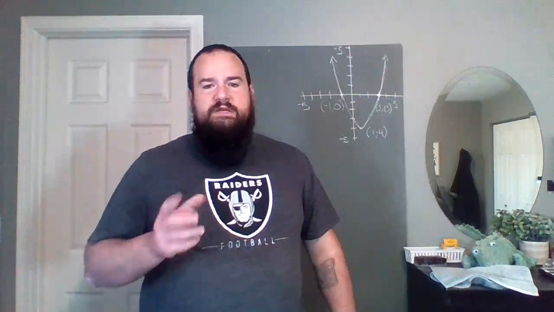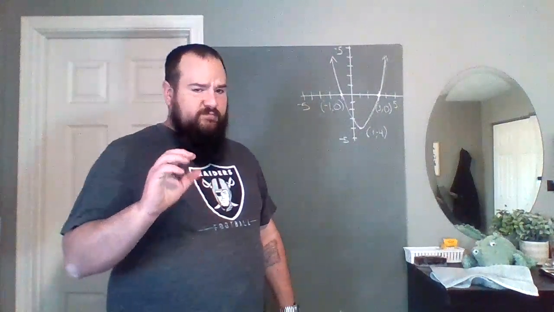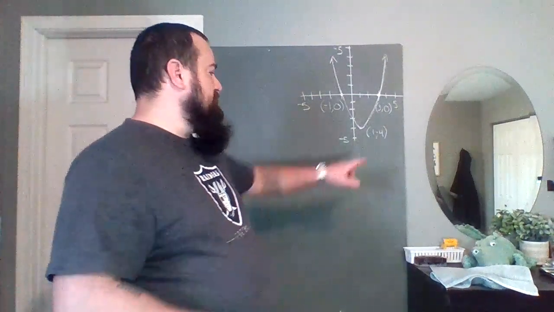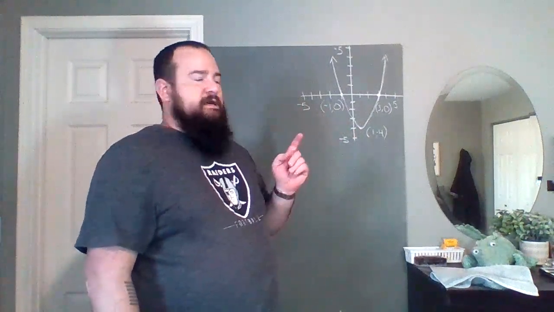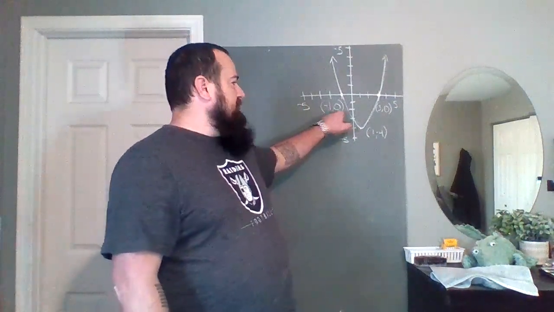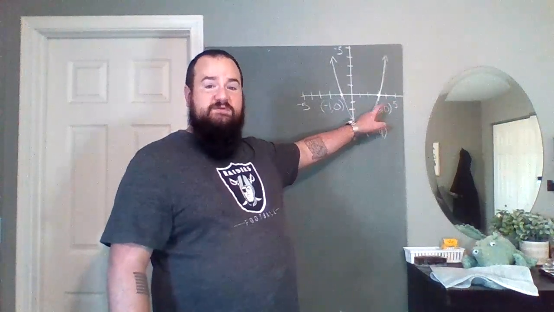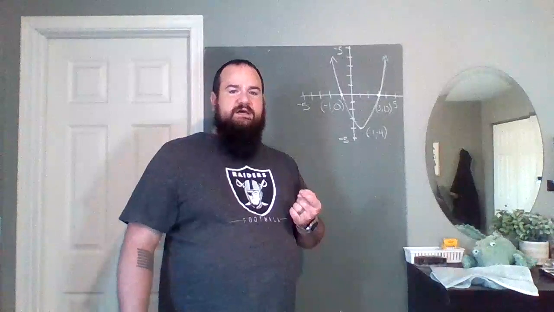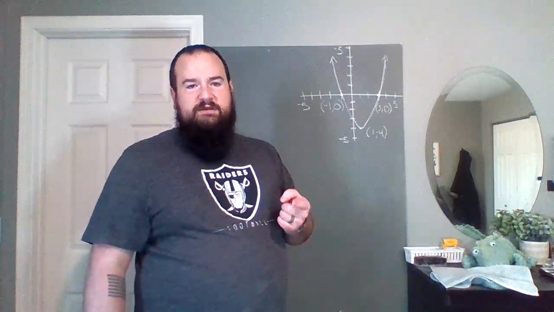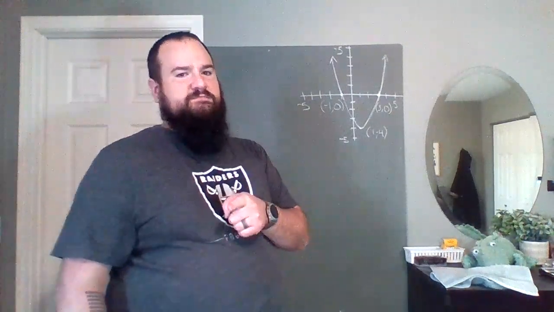Now, what we need, no matter what, if we do vertex form, we need to know the vertex, and then we need to know at least one other point. If we're doing factored form, we need to know our factors, or our zeros, and then we need to know at least one other point. The reason we need that one other point is because we need it to be able to calculate our a value, and you're going to see why in just a minute.